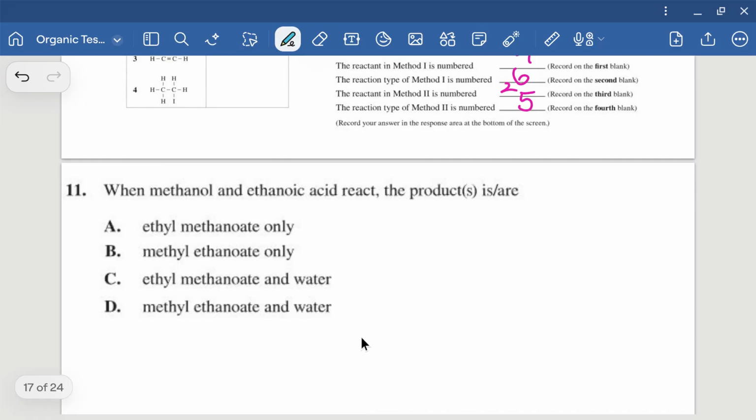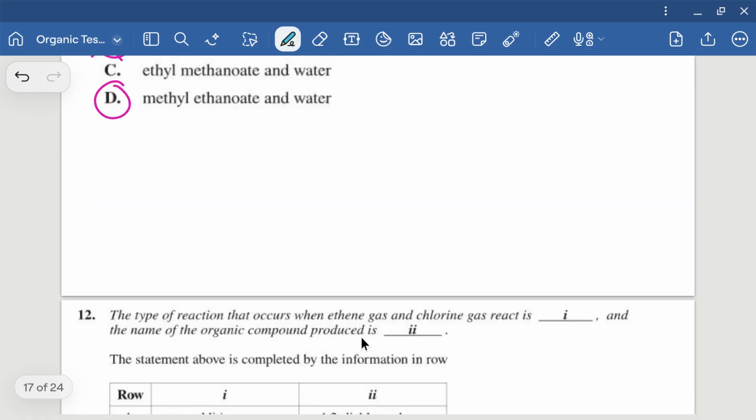Next, we're talking about when methanol and ethanoic acid react. So if you have an alcohol reacting with a carboxylic acid, you are going to get an ester. And when you are naming your ester, you always name the alcohol part first. So this is going to be methyl ethanoate. And then it does tell you the product. So, sorry, I should have kept reading. So it's methyl ethanoate, but it's not only, because for these 2 to form, water does get released because it's part of a condensation reaction. So it's methyl ethanoate, but it also does release water. So D is also one of the products.